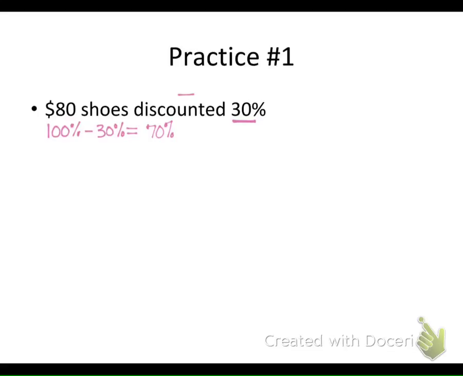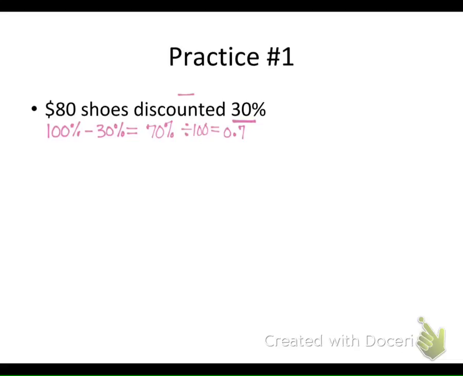Now, step 3 says I need to change this percent to a decimal. How do I change this percent to a decimal? I'm just going to divide it by 100. And I get 0.7.